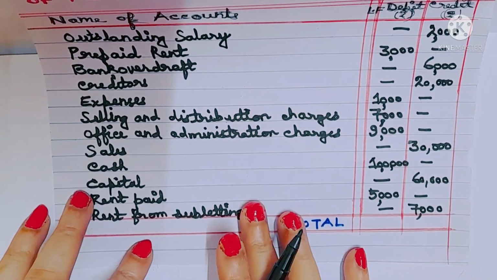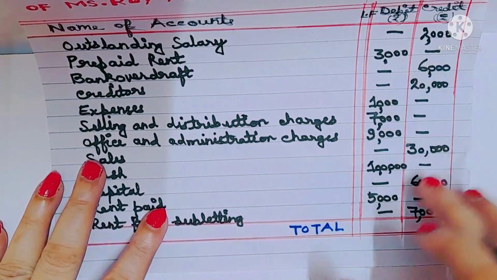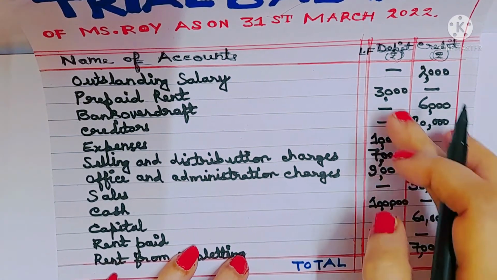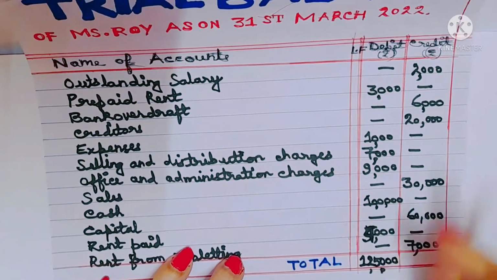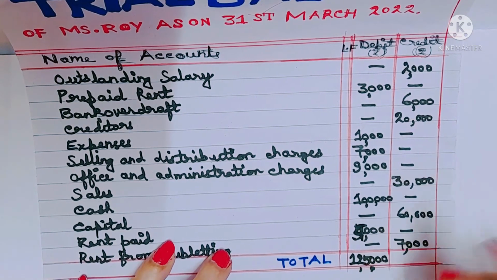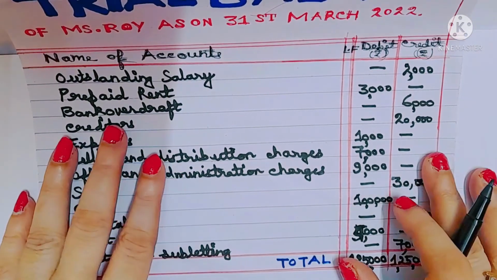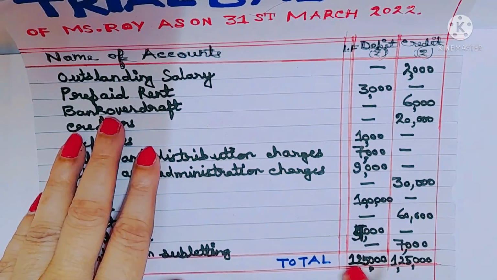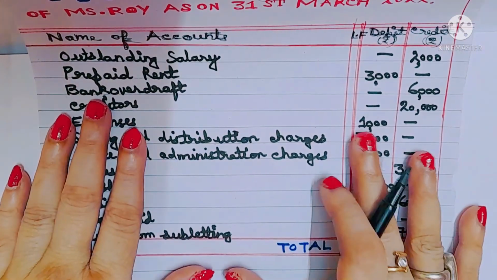Understood? So let's calculate the total of debit column and the total of credit column. The total of debit column is 1,25,000 and the total of credit column is same, 1,25,000. So the trial balance did tally, because the total of debit column is equal to the total of credit column. Understood? I hope you understood.